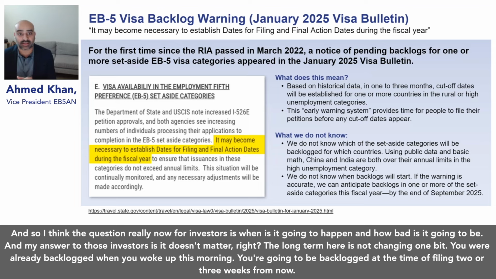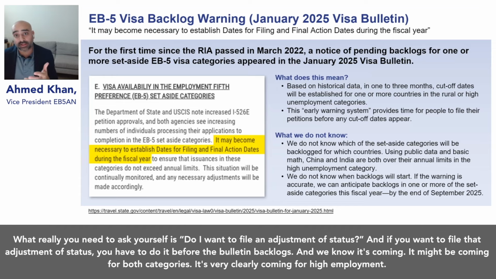And so I think the question now for investors is, when is it going to happen? How bad is it going to be? And my answer to those investors is, it doesn't matter, right? The long term here is not changing one bit. You were already backlogged when you woke up this morning. You're going to be backlogged at the time of filing 2 or 3 weeks from now. What you really need to ask yourself is, do I want to file an adjustment of status? And if you want to file that adjustment of status, you have to do it before the bulletin backlogs.